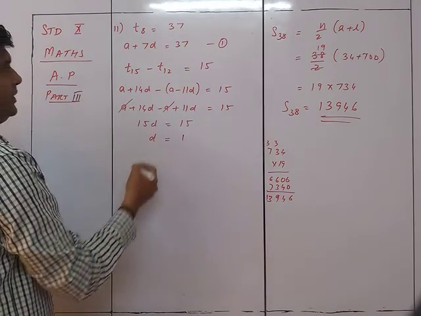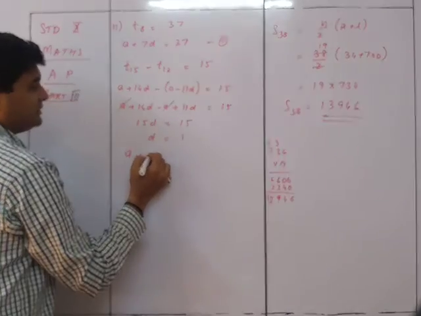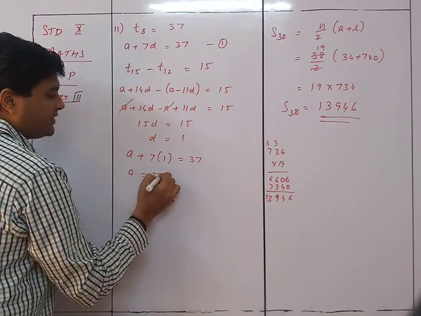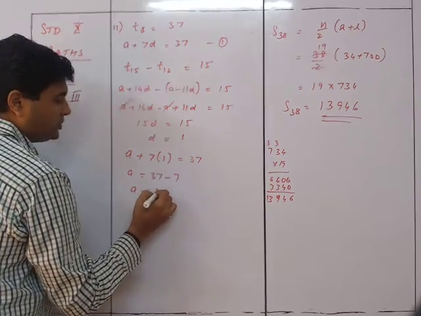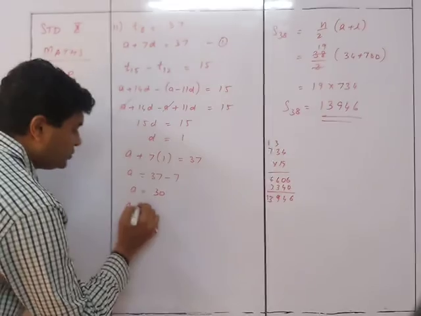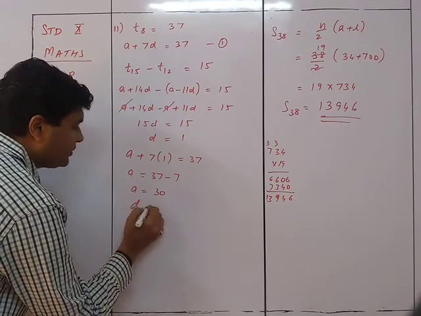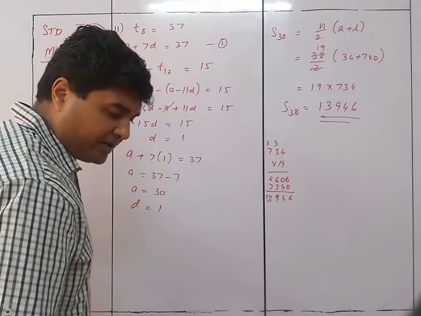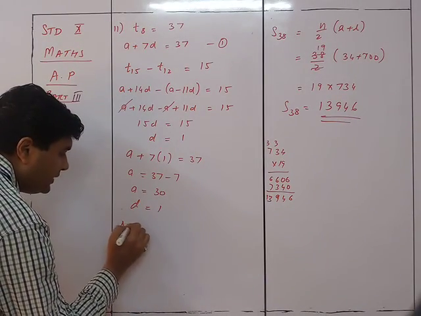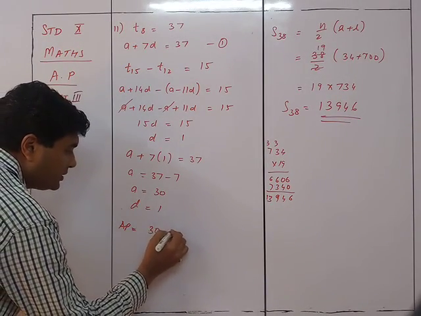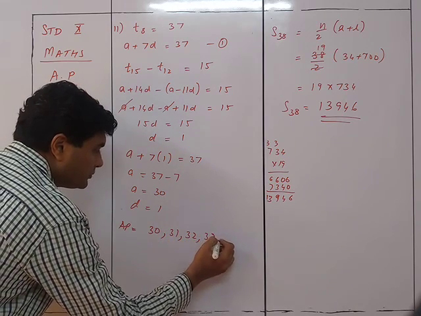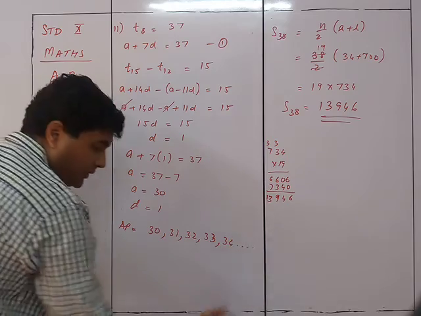Easy. Replace this value. A plus 7 into D is equal to 37. So A is equal to 37 minus 7, A is equal to 30. So now we get A is equal to 30 and D is equal to 1. What we need to find out is the AP. So the AP is 30, 31, 32, 33, 34, and so on.